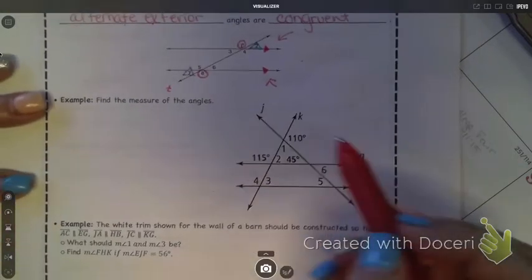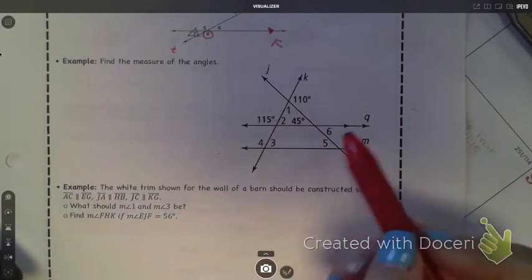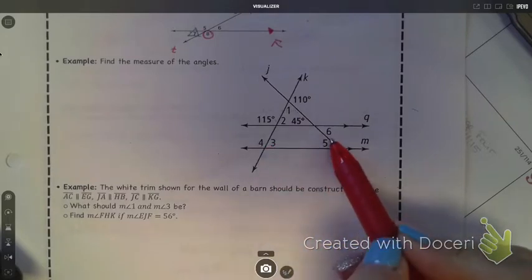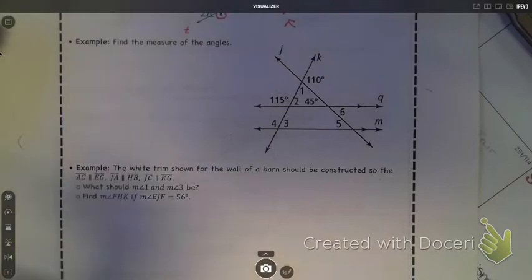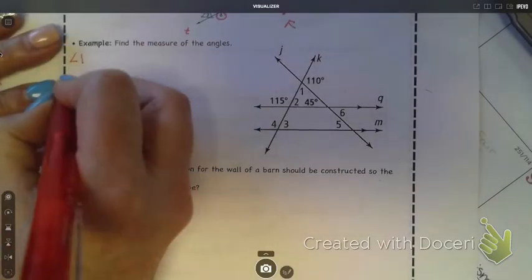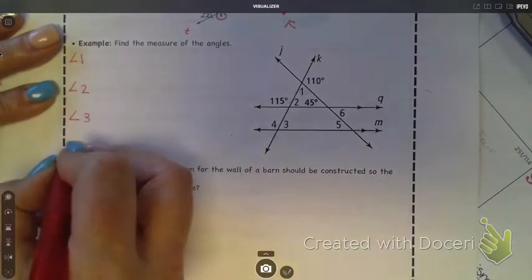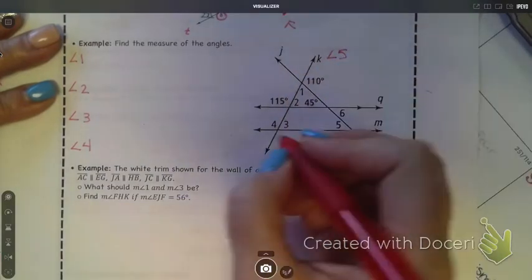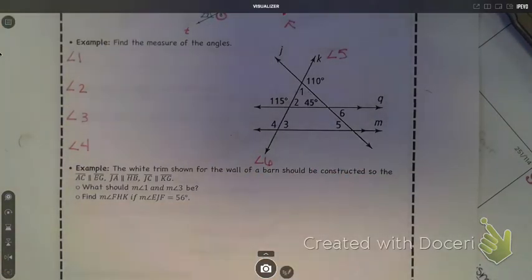Okay, so this is similar to what your homework is going to look like in some problems. It says find the measures of the angles. So we're looking at angle 1, angle 2, angle 3, 4, 5, and 6. Do not focus on having to do them in order. So I'm going to write angle 1, angle 2, angle 3, angle 4, angle 5 over here, and angle 6. We don't have to do them in order. We just have to do all of them.